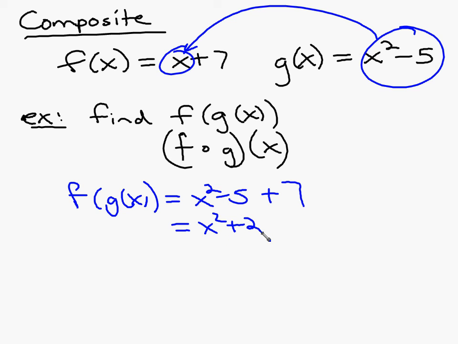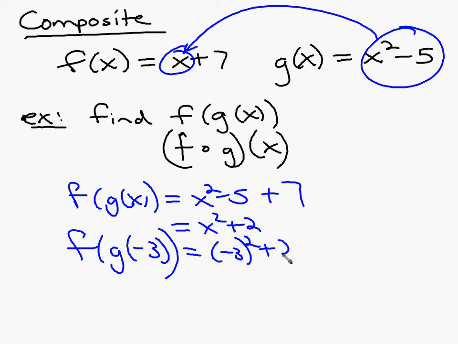What if they wanted you to find f of g of negative 3? Well, wouldn't you do what I just did and then plug in negative 3? Right? So I would put in a negative 3 right here. So that would be 11. All right? And we are going to stop there for today.